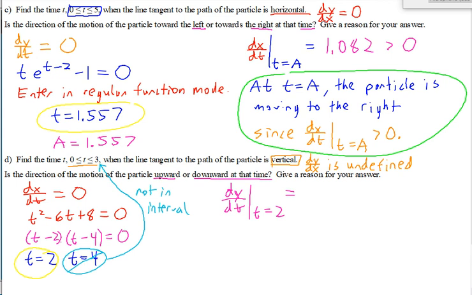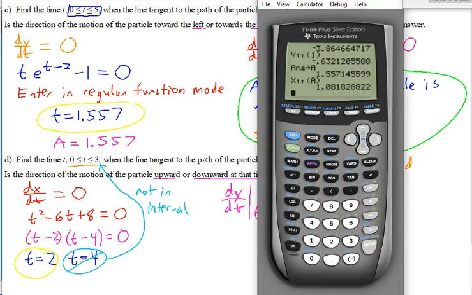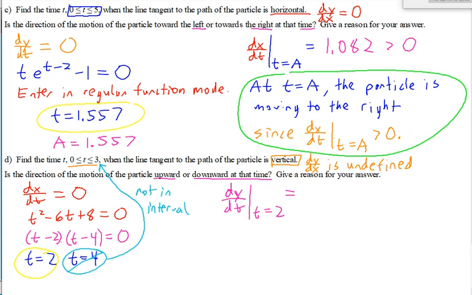So, again, using the 84, you would go variables, y variables, parametric, y1, and then put in time 2. And get 1. So that's greater than 0, so that means it's moving up.